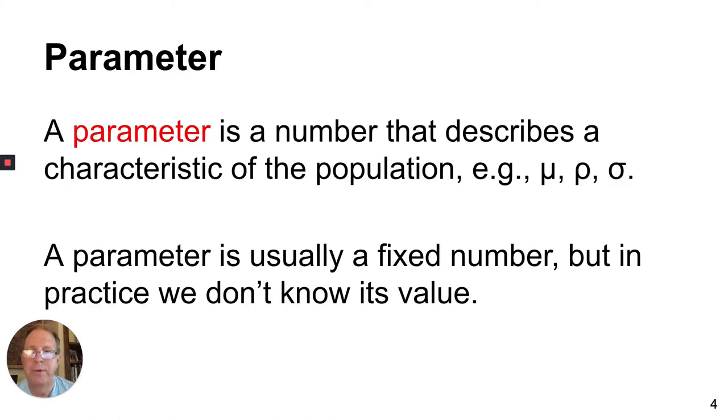I also want to distinguish a parameter from a statistic. A parameter is a number that describes a characteristic of the population. It might be the true proportion of Texans who bought a lottery ticket. A parameter is usually a fixed number or moves very slowly, but in practice, we don't know its value unless we take a census, and that's very expensive.